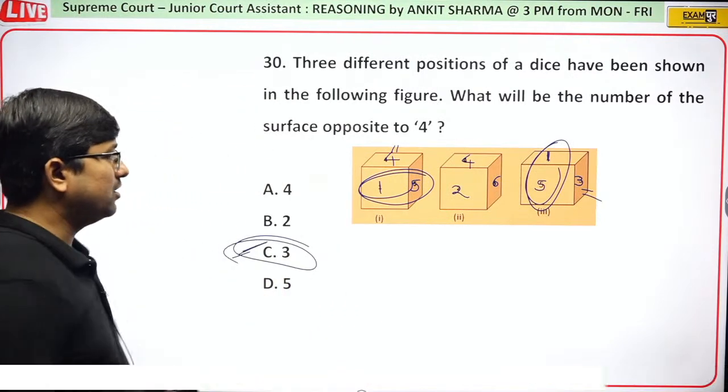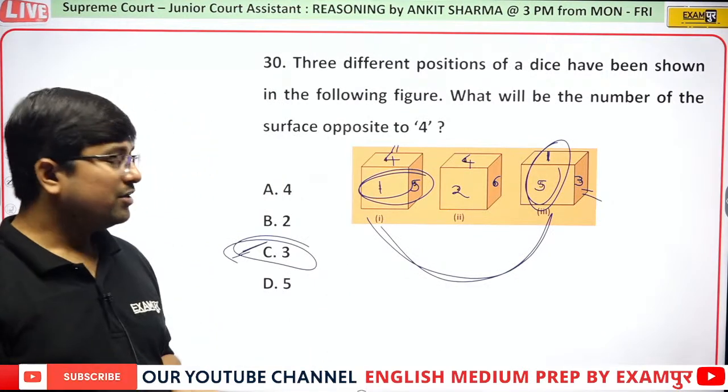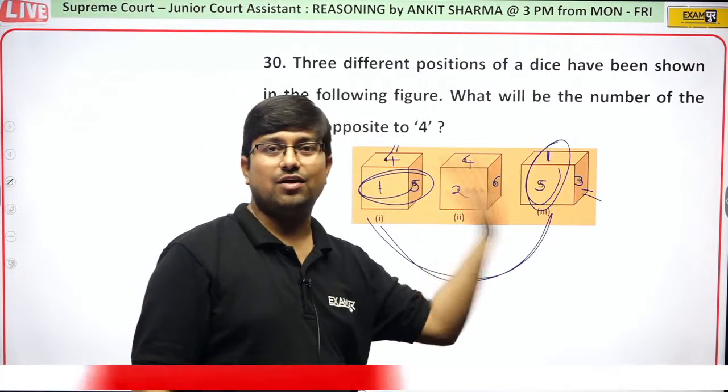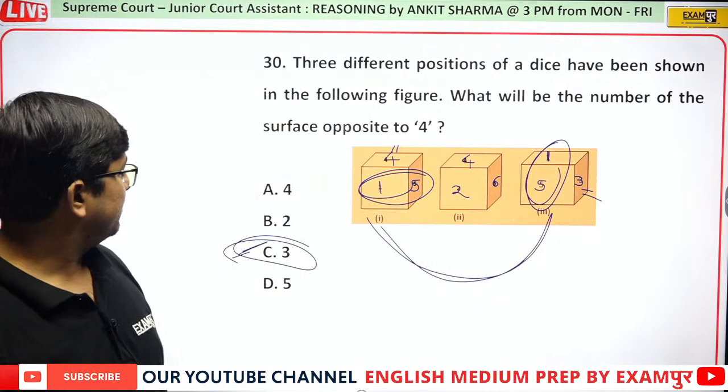If two or more positions of the same dice are given and they have exactly two common faces, 1 and 5, then the uncommon faces 4 and 3 are opposite to each other. All right, everybody. Fine, everyone.